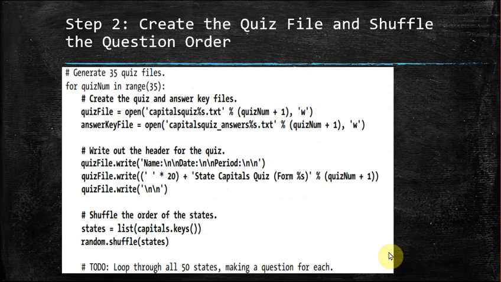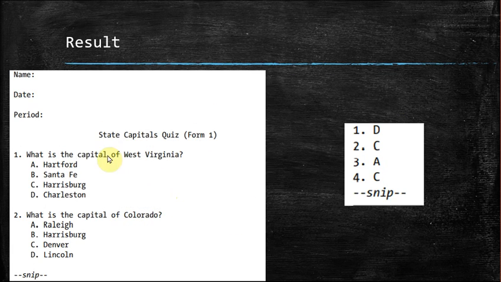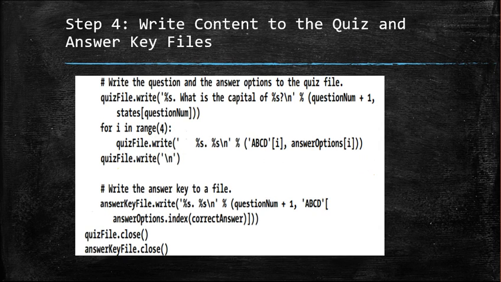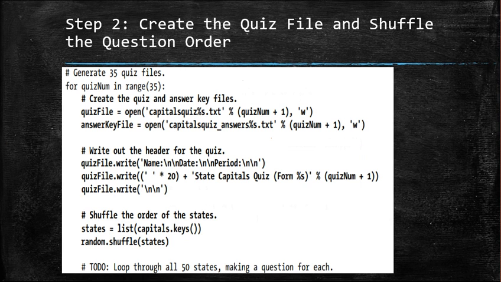So that is what we are doing here. You can see that is nothing but what we just saw here. You're giving that many spaces and writing state capital quiz, and after that you're going to write Form 1. Form 1 is for the first student. Okay, so quiz number initially will be 0, and 0 plus 1 is 1.